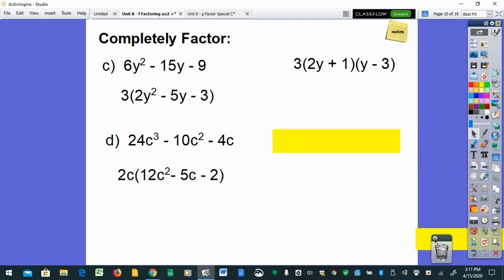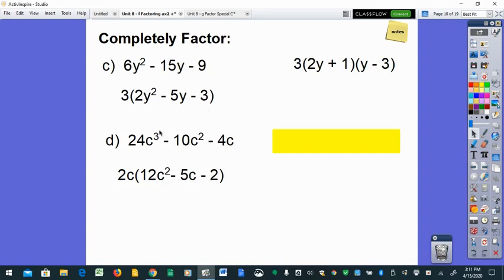So the 3 is out in front. 2y plus 1 and y minus 3 has to be the positive one with the 2y and the minus 3 with the y. To check it, you're going to forget the 3 for a minute, and you're going to FOIL. 2y times y is 2y squared. This is going to be a negative 6y plus 1y is negative 5y, and the 1 times the negative 3 is negative 3. And now if you use the distributive property and multiply by the 3, sure enough, you get back here. So what's your final answer? That right there is the complete factorization of this original quadratic trinomial.